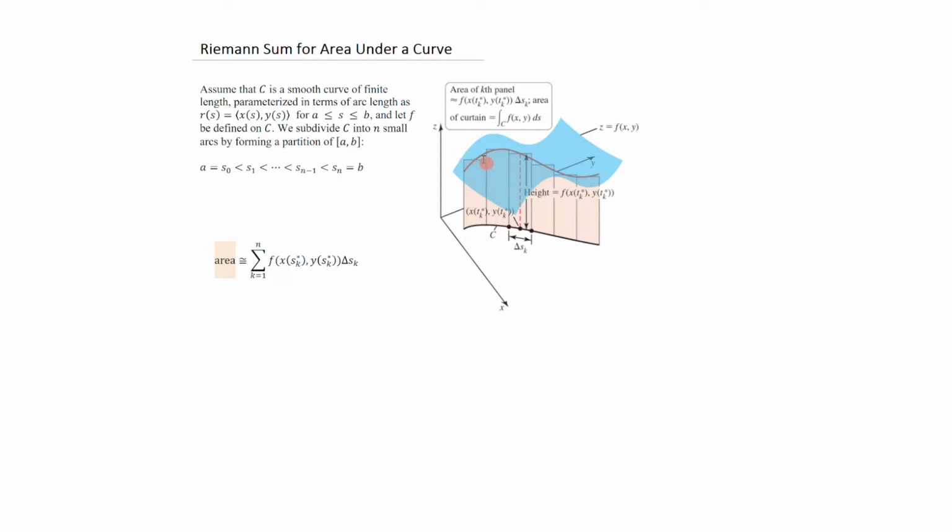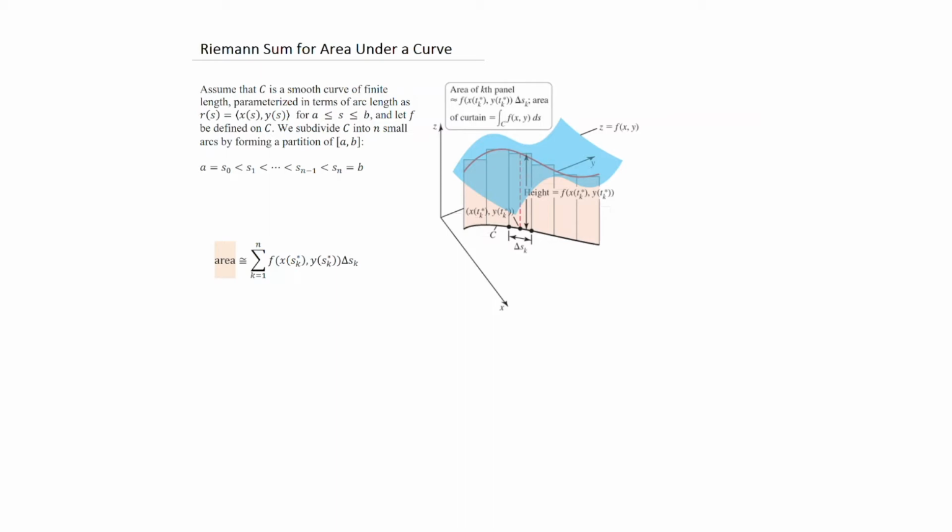We would take the mean height of the function between these two points to represent the actual height we're going to use. We compute the area of this rectangle, then do it for all other rectangles and add them together, which would be an approximation to the area of the pleated curtain. This is a more rigorous way of stating it. We're going to assume that C is a smooth curve of finite length, parameterized in terms of arc length as r(s) = (x(s), y(s)), for a less than or equal to s less than or equal to b. So this is more or less a position vector, mapping out points along the curve in the xy plane.